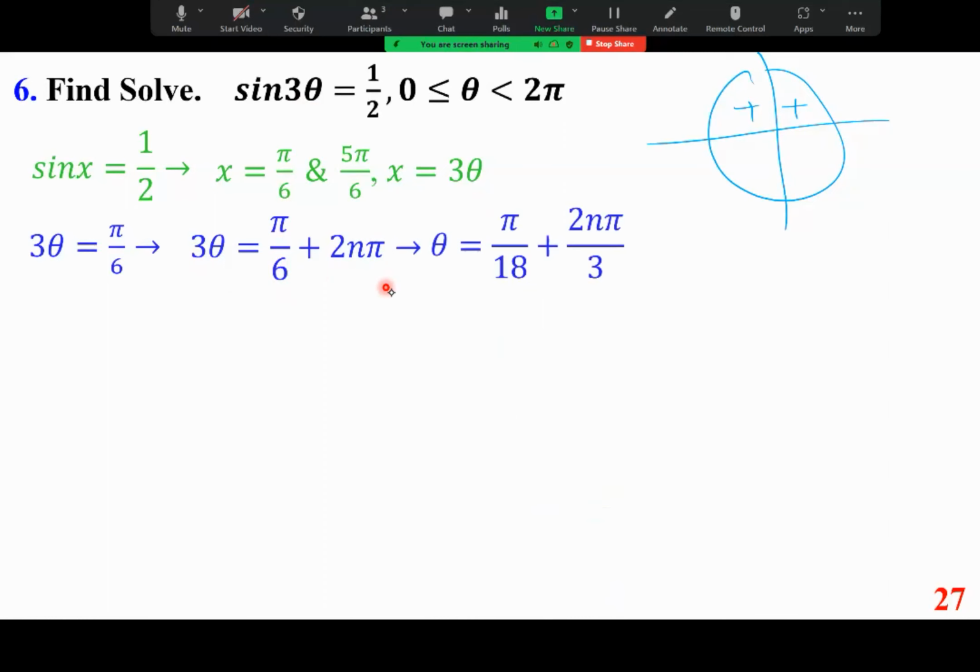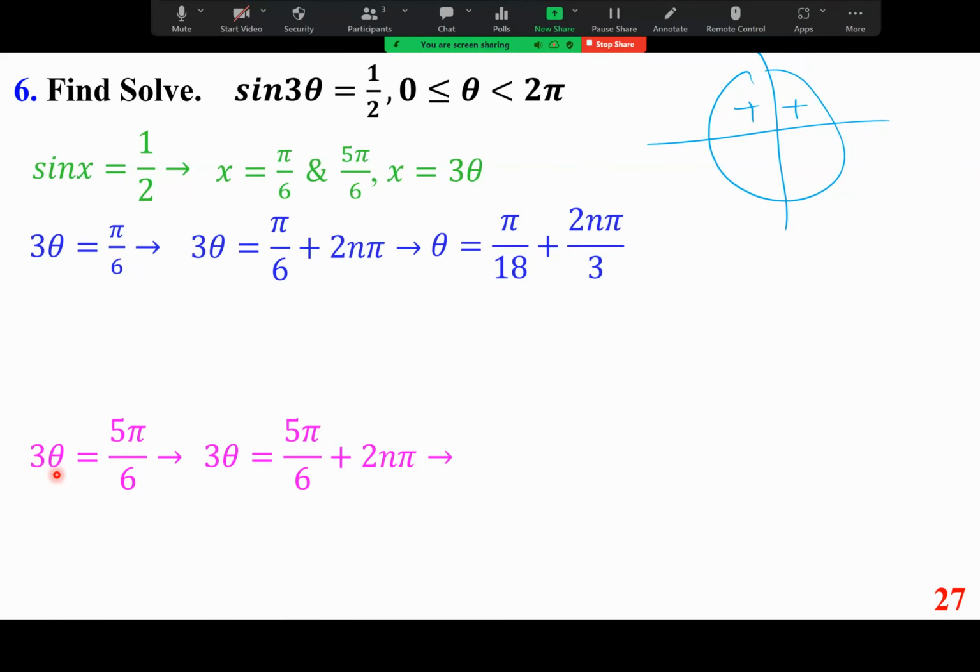Now, we are going to replace the n with 0, 1, 2. How far do you go? 1 less than this number, okay? So if I plug in 0, I get pi over 18. If I plug in 1, I get 2 pi over 3 plus pi over 18, which is 13 pi over 18. If I replace it with 2, I get 4 pi over 3 plus pi over 18, which is 25 pi over 18. So both of them we write in this format.